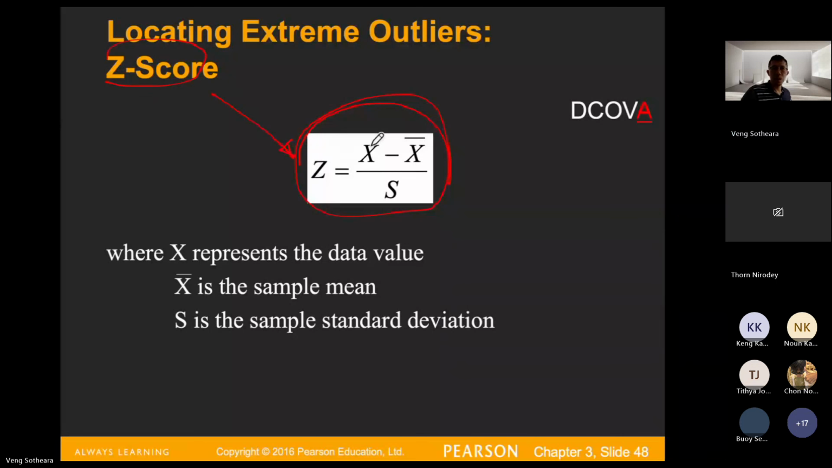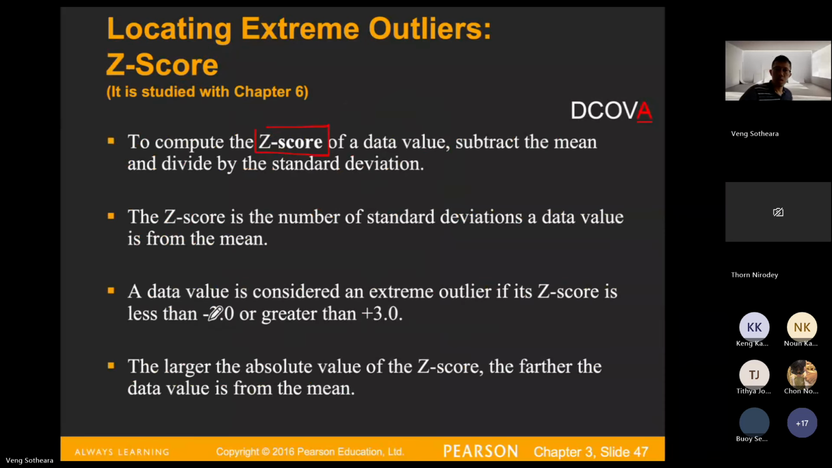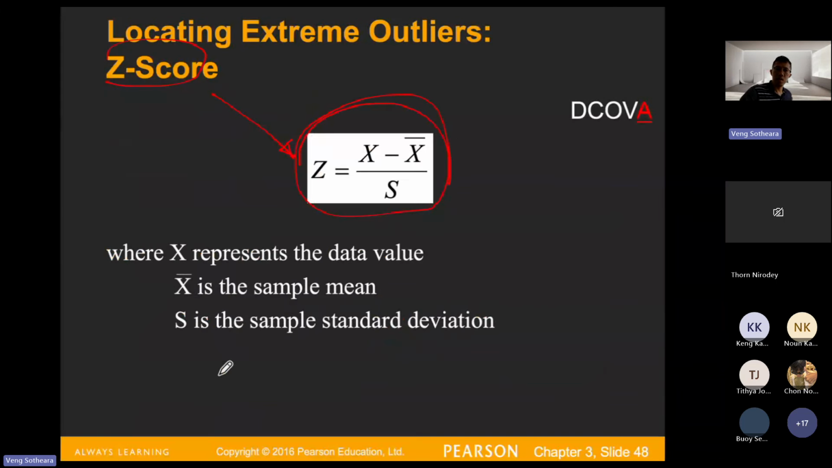So if the z-score is smaller than -3 or greater than 3, that value must be considered an outlier. So basically, suppose that this is the minimum, the smallest, and this is the largest.